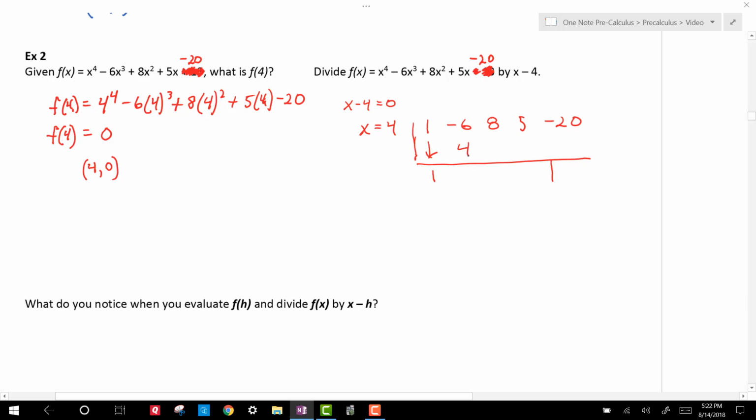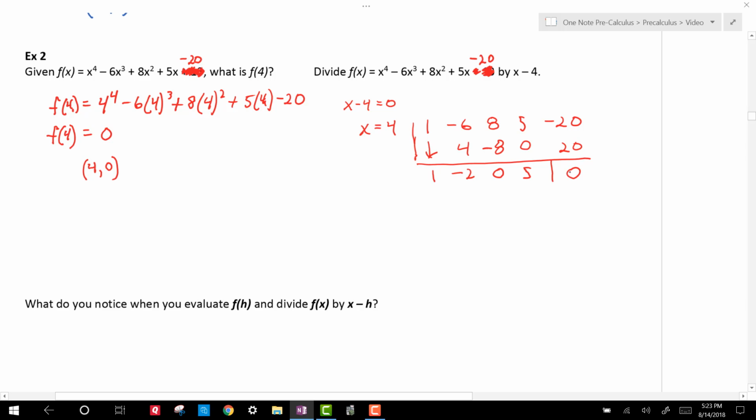1 times 4 is 4. Add down the column, that's negative 2. Negative 2 times 4 is negative 8. Add down the column, you get 0. 0 times 4 is 0. Add down the column, you get 5. 5 times 4 is 20. And there's our 0 remainder.